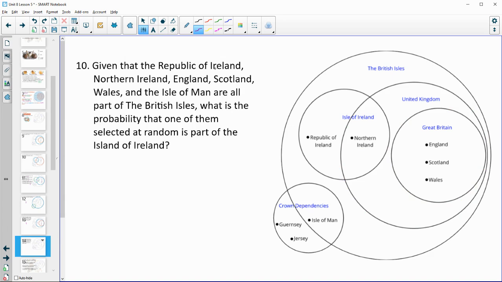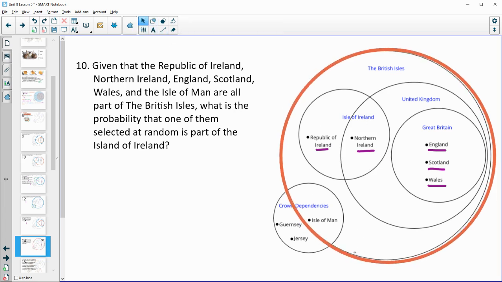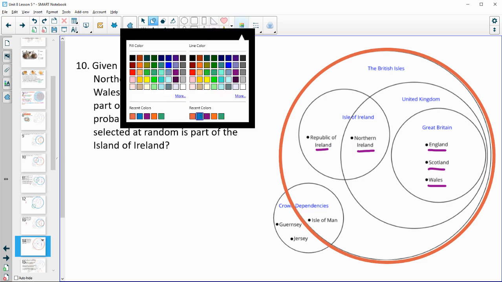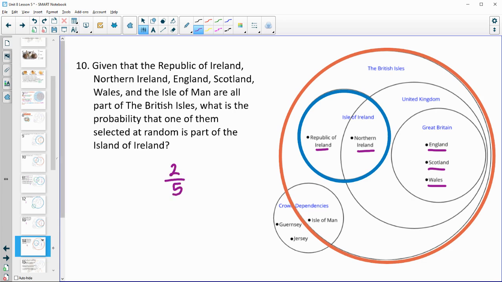Number 10, given the Republic of Ireland, Northern Ireland, England, Scotland, and Wales are all part of the British Isles, what is the probability that one of them selected at random is also part of the Isle of Ireland? So out of those 5, how many are also in this blue circle? So 2 out of the 5.